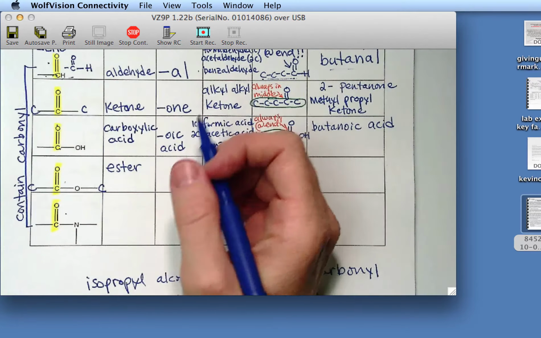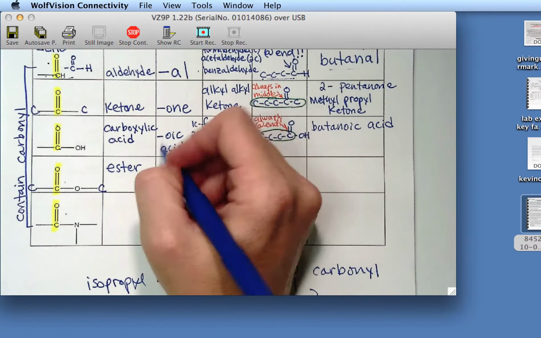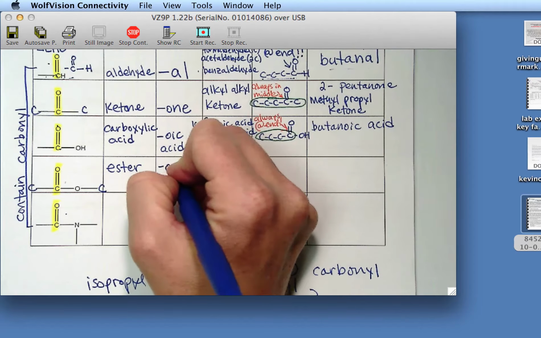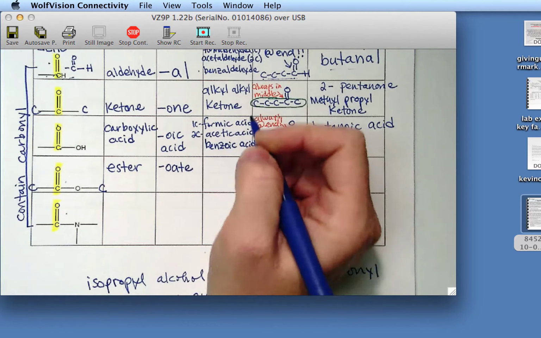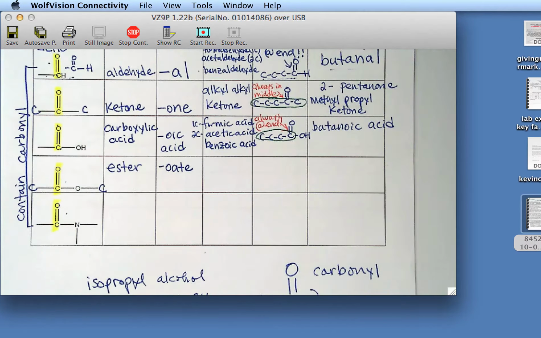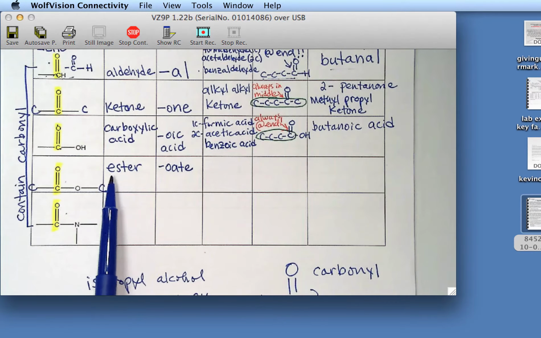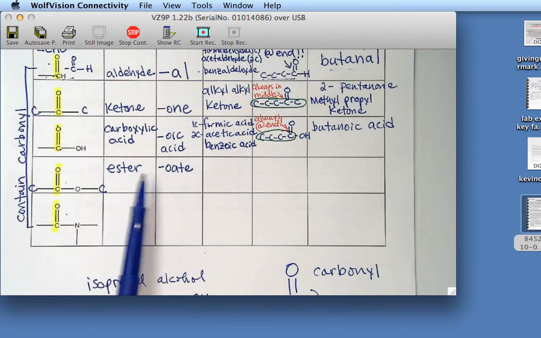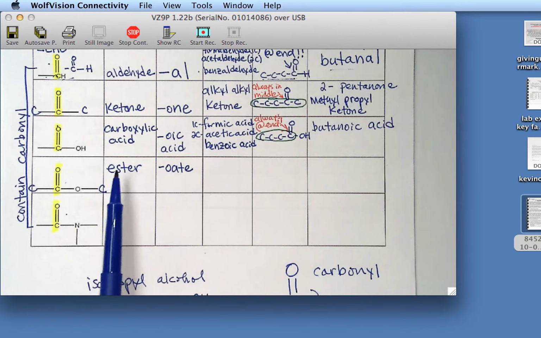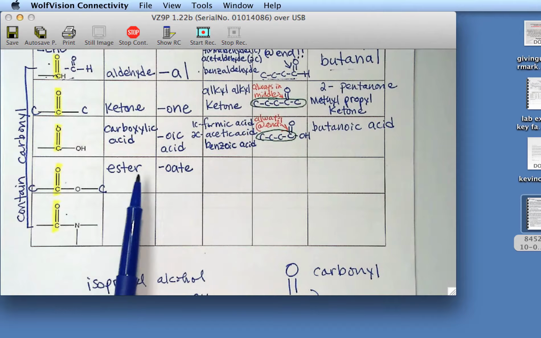Okay, the ending for esters is O-A-T-E. And my students a long time ago, they were good friends, and they took this class together, and they were always trying to encourage each other with little mnemonics and everything. But the way they remembered esters, Aunt Esther always eats oats, something like that, so that they remembered the O-A-T-E ending.